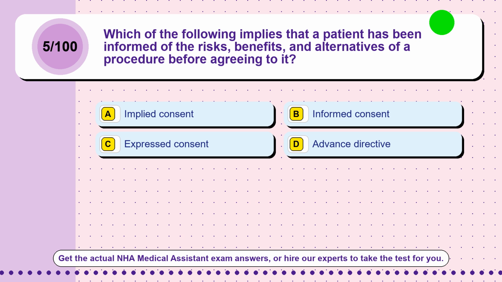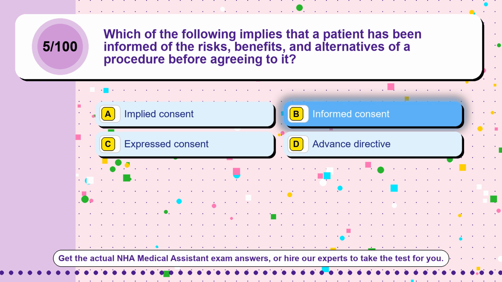Question 5. Which of the following implies that a patient has been informed of the risks, benefits, and alternatives of a procedure before agreeing to it? Option A, implied consent. Option B, informed consent. Option C, expressed consent. Option D, advance directive. The correct answer is option B.